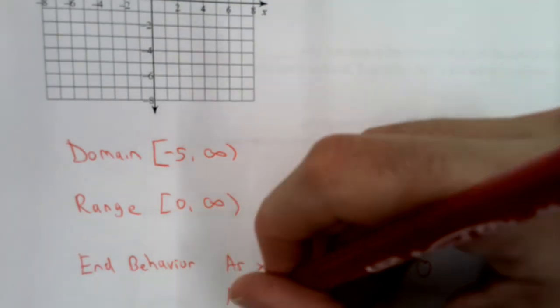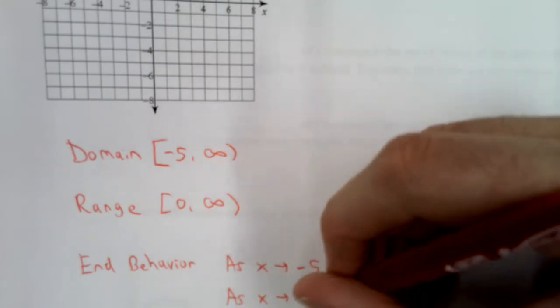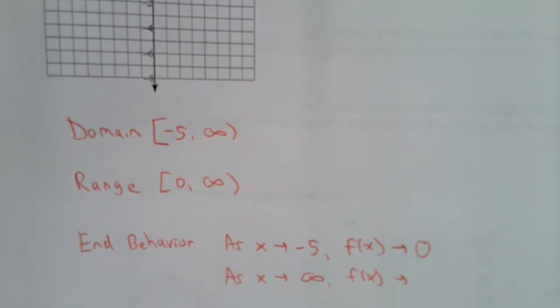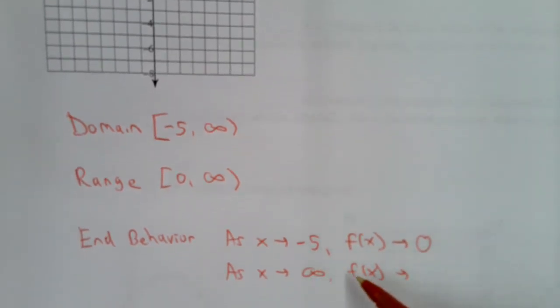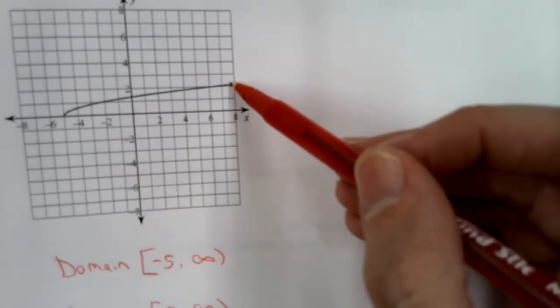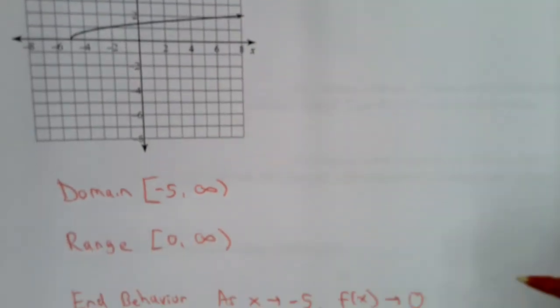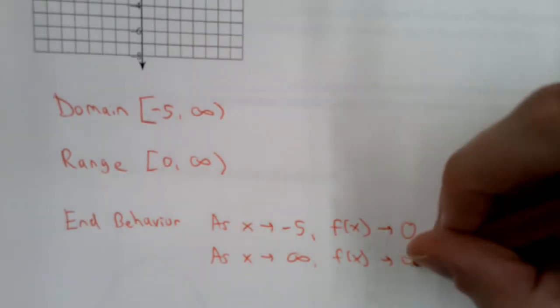And what happens at the other end of the graph? As x approaches infinity, where is the graph approaching? As x approaches infinity, where does f of x approach? As x approaches infinity, the graph is going to keep going up and up and up. So as x approaches infinity, f of x approaches infinity.